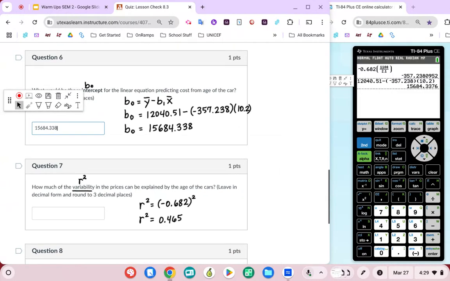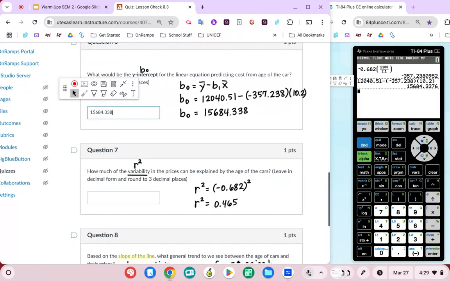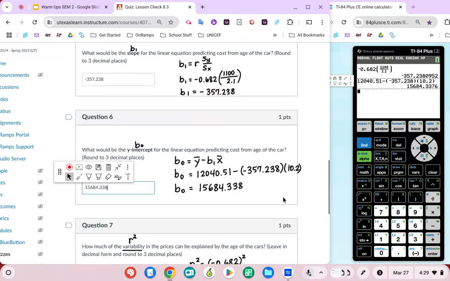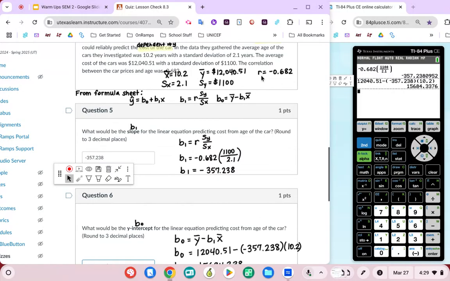All right, how much of the variability in the prices can be explained by the age of the cars, leave in decimal form, and round to 3 decimals? So when you see the word variability, remember correlation is R, variability is R squared. So they gave us the R value earlier. It's called the correlation. They gave it to us to be negative 0.682. This is what I see students do, and it is wrong.